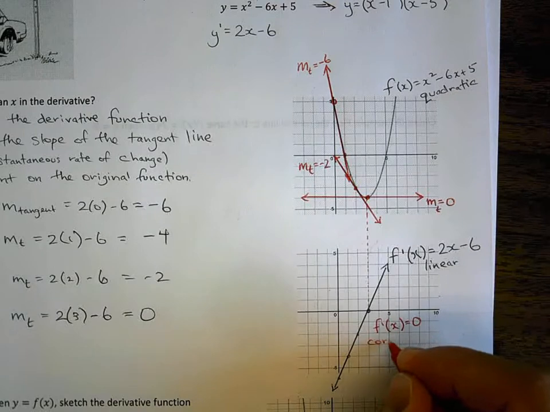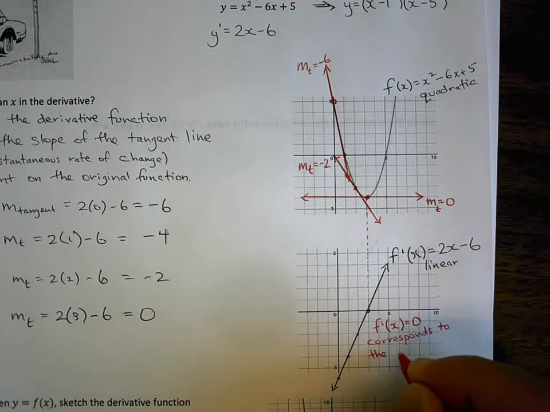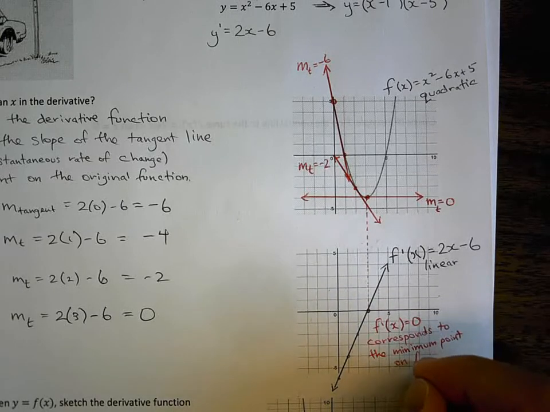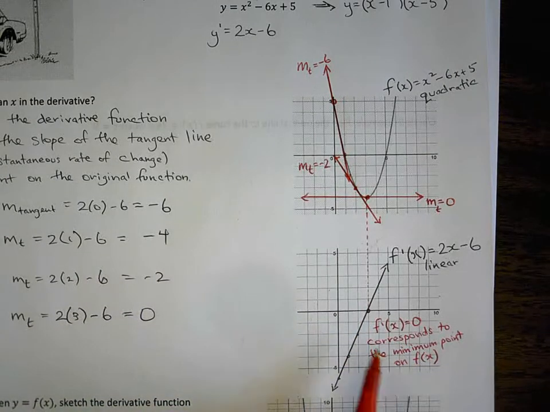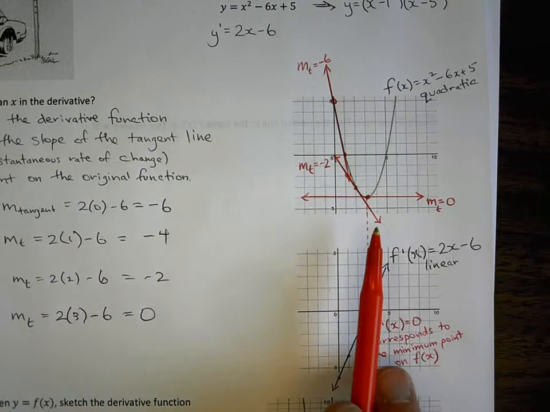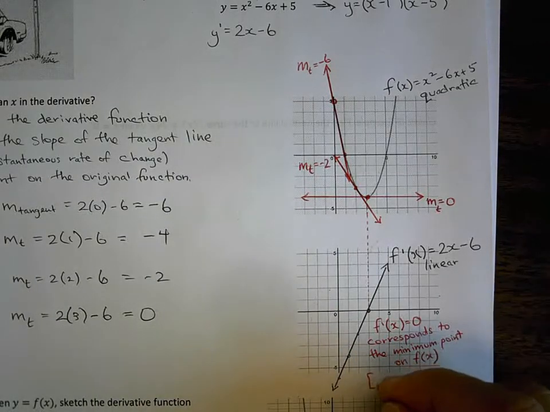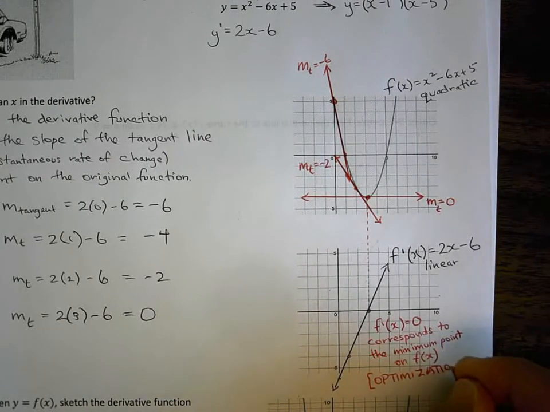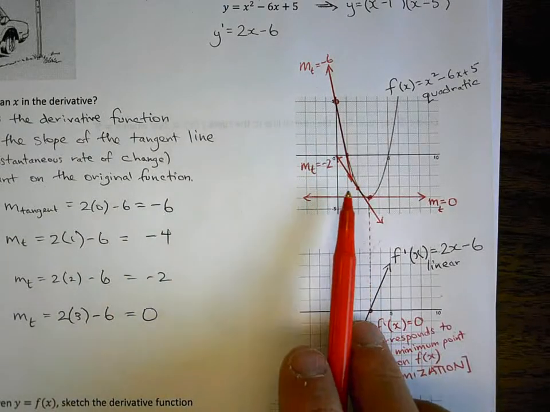This corresponds to the minimum point on f of x. This is something that's going to come up in the later calculus chapter, but to find this min or max point, I just find when my derivative is 0. This is going to come up in the optimization chapter. So that's just a preview to show you where we're going. But it is worth noting the relationship between the two.